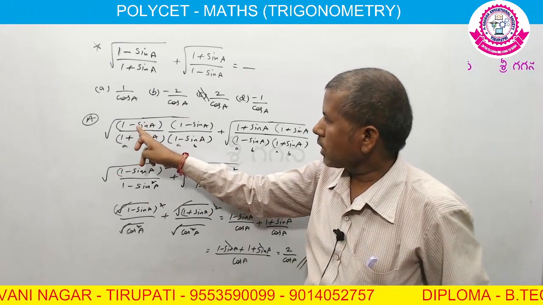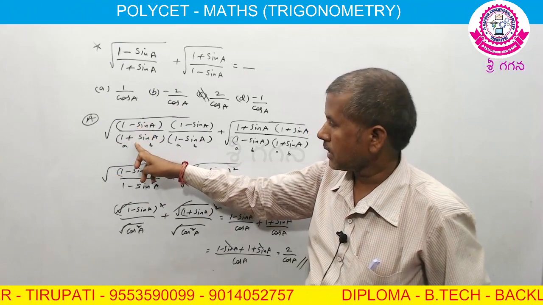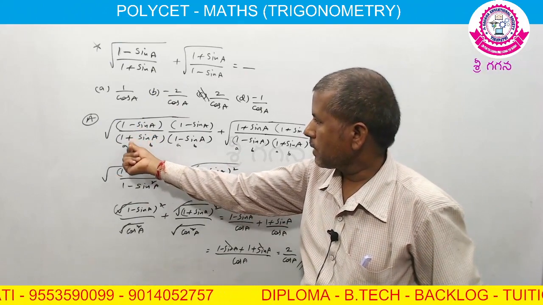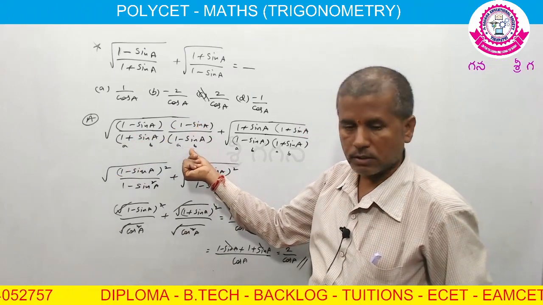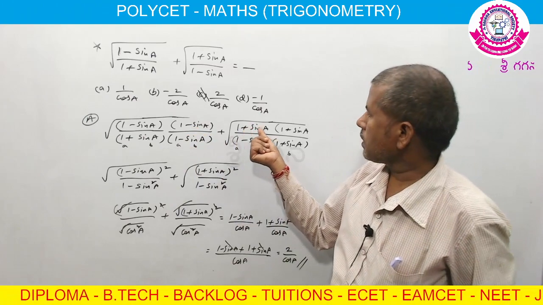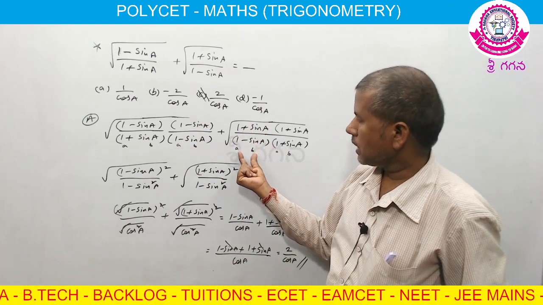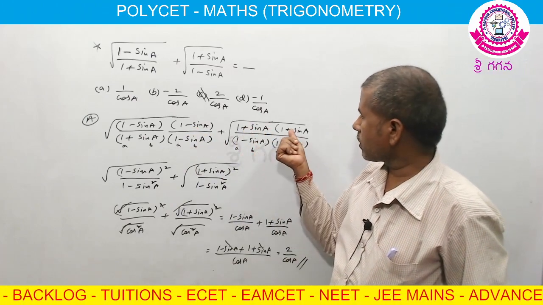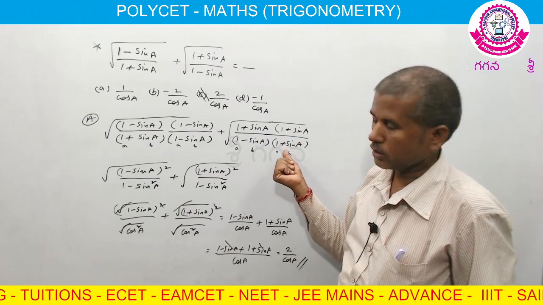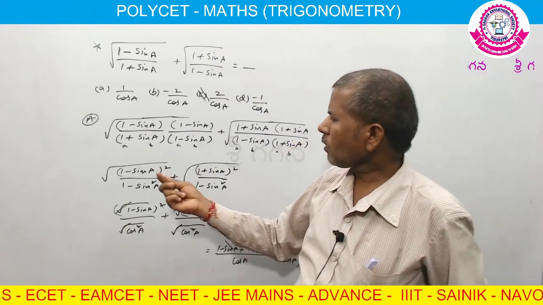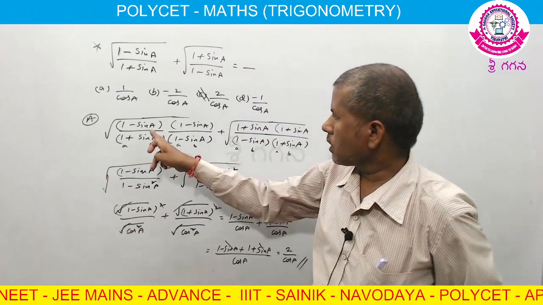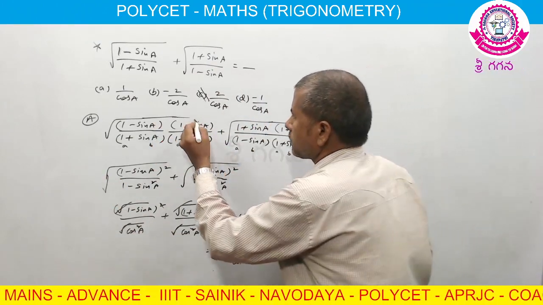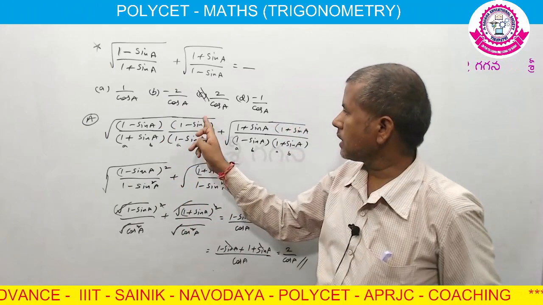Root of (1 minus sin a)/(1 plus sin a) plus root of (1 plus sin a)/(1 minus sin a). Here the plus is changed to the opposite, 1 minus sin a, with multiplication and division in numerator and denominator. Here also the same: (1 plus sin a)/(1 minus sin a), here 1 minus sin a, take 1 plus sin a and 1 plus sin a in numerator and denominator. Next, we observe root of (1 minus sin a) comes 2 times, so (1 minus sin a) whole square.